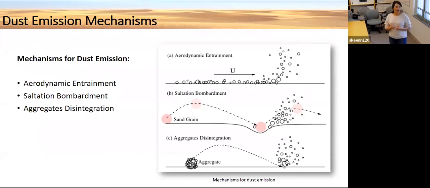And then we have aggregate disintegration. In natural conditions, some particles exist as aggregates. So during strong wind erosion processes, we see the fragmentation of the aggregates because of the wind or saltating particles.